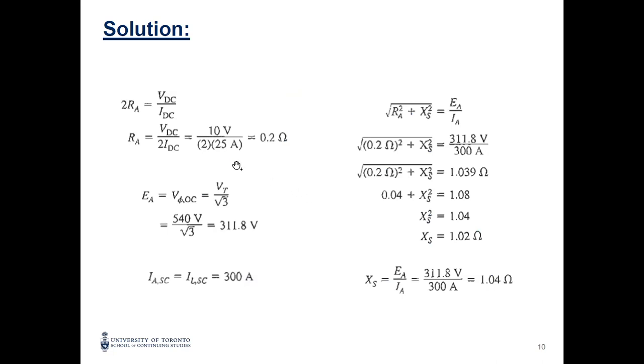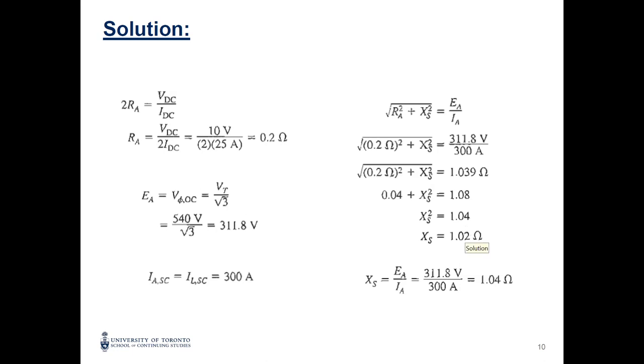Okay. So for this one, the answer is 2RA. We started with the DC. Then we calculated the RA, 0.2 ohm, it's very small. Then we divided the voltage by square root 3. We divided by the current to get the XS, 1.04.